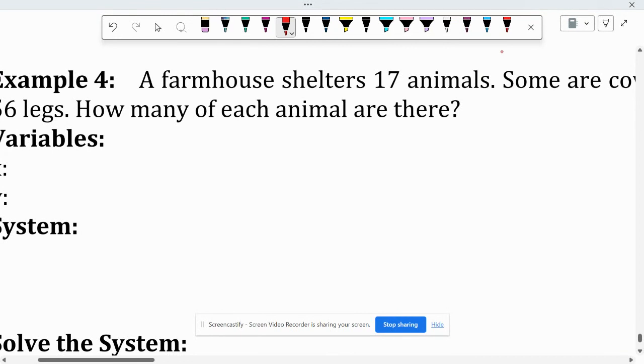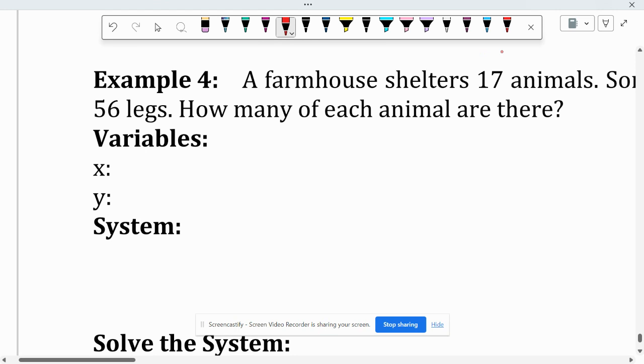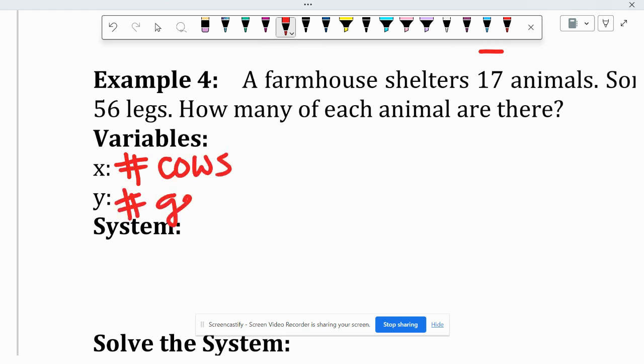A farmhouse shelters 17 animals. Some are cows and some are geese. Altogether, there are 56 legs. How many of each animal are there? I'm running a video, so you can think it out, but I need someone to talk it out with me, just so we can get the video done. So who's defining the variables for me? Yeah, number of cows, number of geese. I love that.